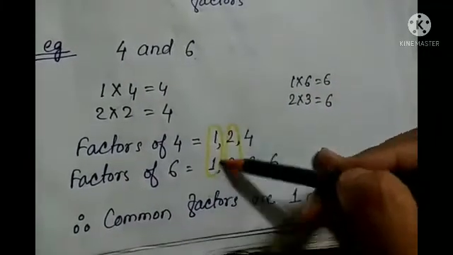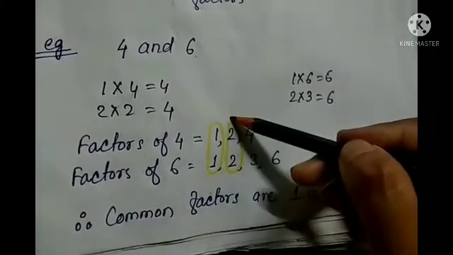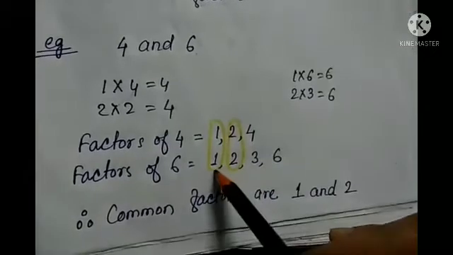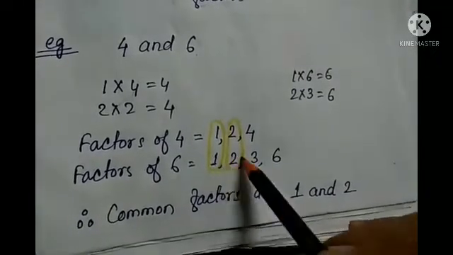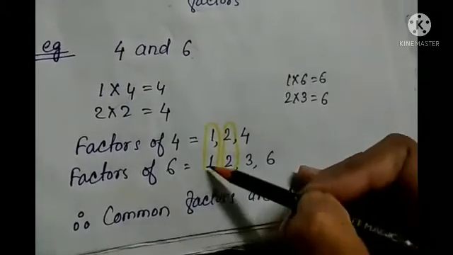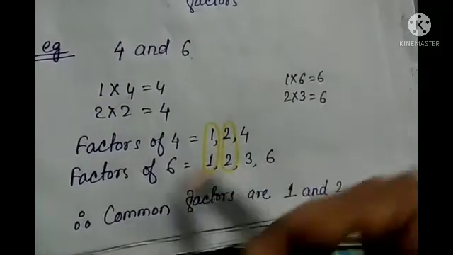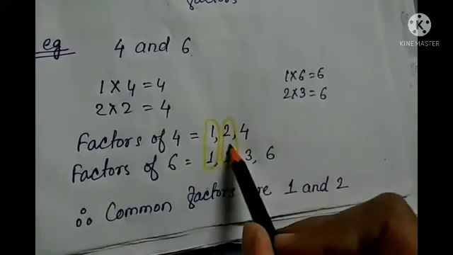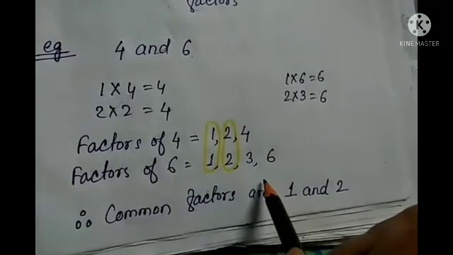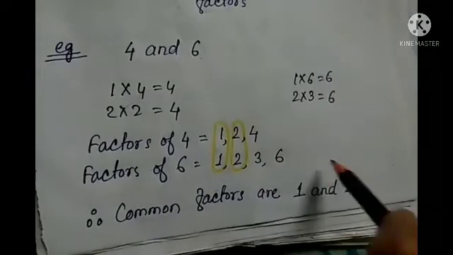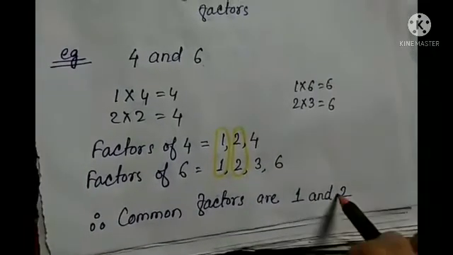Now you see I have made some yellow color lines. So these are what? These are common. You see? In case of 4 it is present, and in case of 6 also present. So the common factors are 1 and 2. The other numbers are not the same, so they are not common factors. The common factors are 1 and 2.